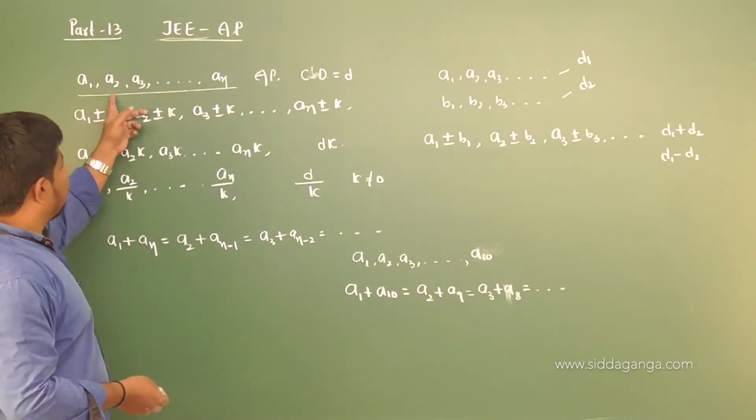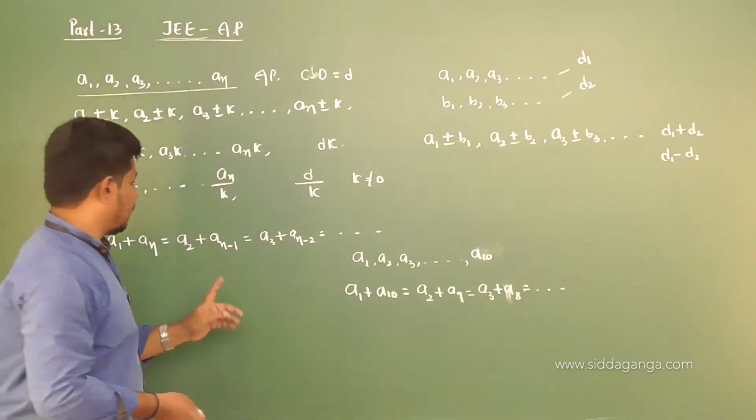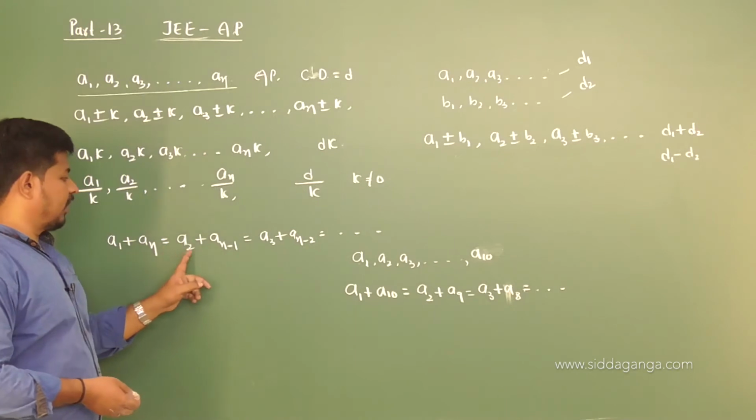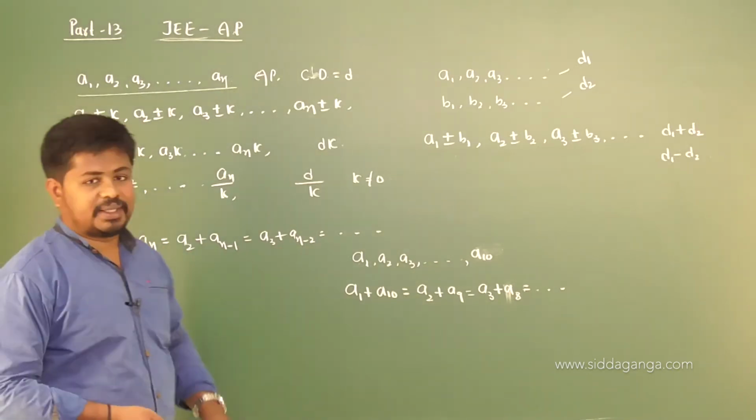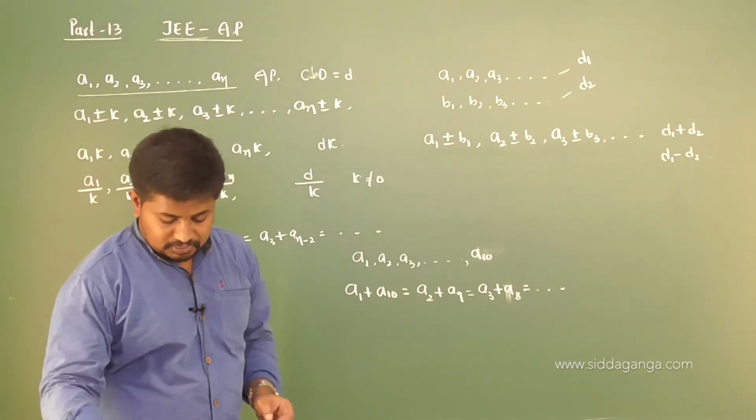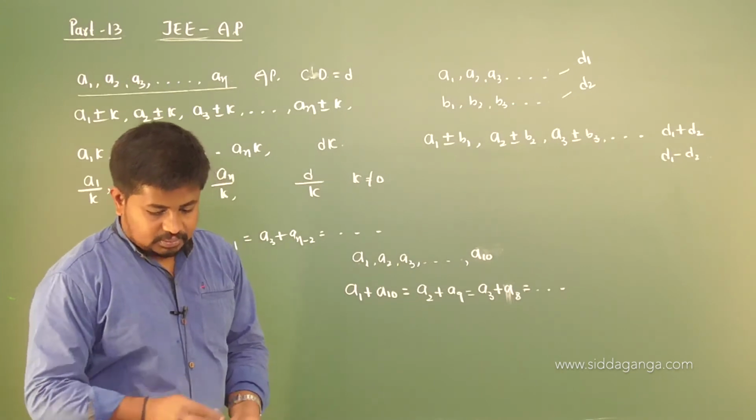If it is an AP of n terms, then this happens: a1 plus an is equal to a2 plus a(n minus 1), which is equal to a3 plus a(n minus 2), and so on. This is also an important result.